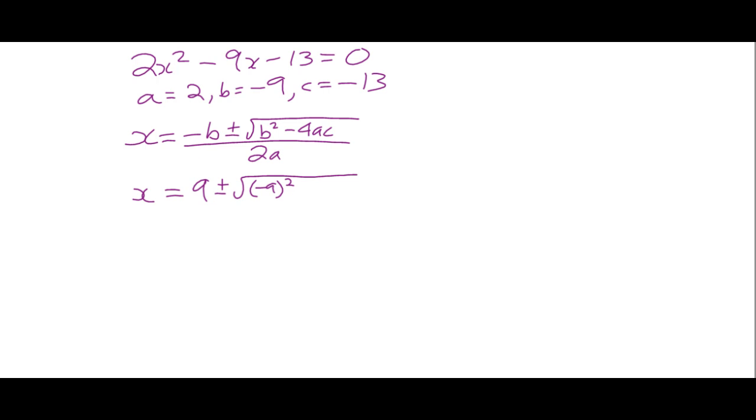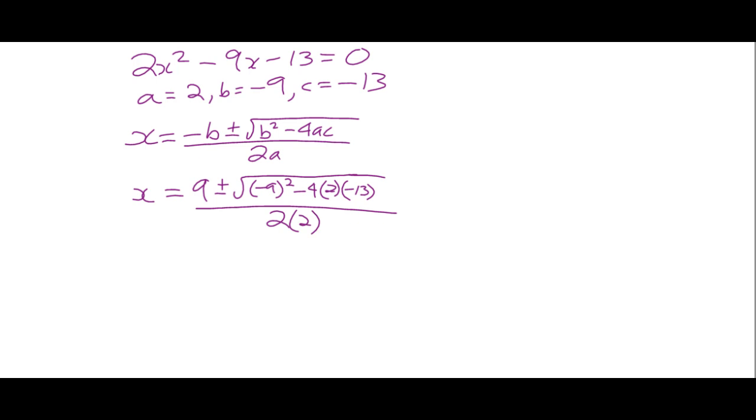Always put the B in brackets, whether it's positive or negative, just always put the brackets down. At the very least, it should remind you that, hey, this has got to be positive. Minus 4 times A, which is 2, times C, which is negative 13, all over 2 times 2.